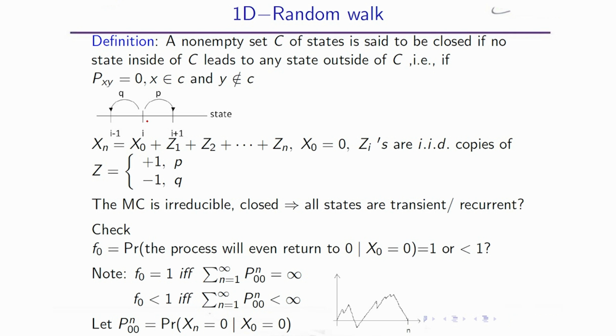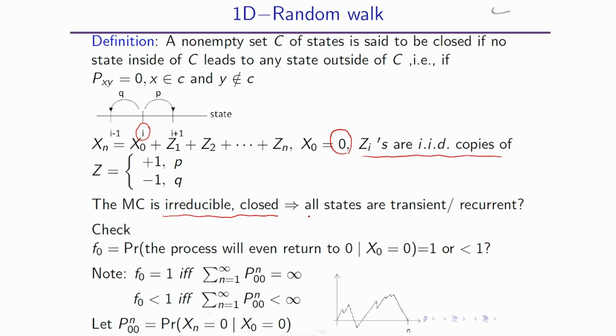1D random walk is about starting with i units, and there is probability p that we could earn one more unit, so we move from i to i plus 1. Or we have probability q that we lose one unit, so we move from i to i minus 1. Now, let a random variable Xn be X0 plus Z1 plus Z2 up to Zn, where we start from 0, and all the Zi are IID random variables, either 1 or minus 1 with probability p or q. Then we can see this Markov chain is irreducible and closed.